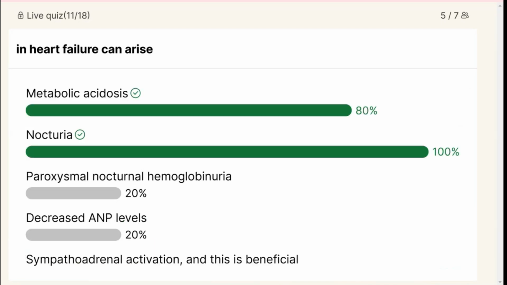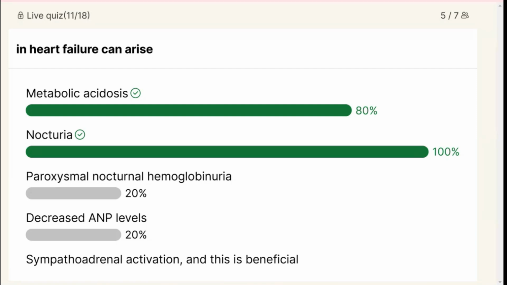Okay, so I'll tackle the options one by one because there seems to be quite a lot of them. So, in heart failure can arise metabolic acidosis and nocturia. I'm glad everyone went for these options. Metabolic acidosis because lactic acidosis is a result of the body's tissue ischemia, and nocturia because during the night the kidneys are better perfused. Because during the daytime, as the heart has reduced ejection fraction in most cases of heart failure, the body sort of centralizes the circulation.